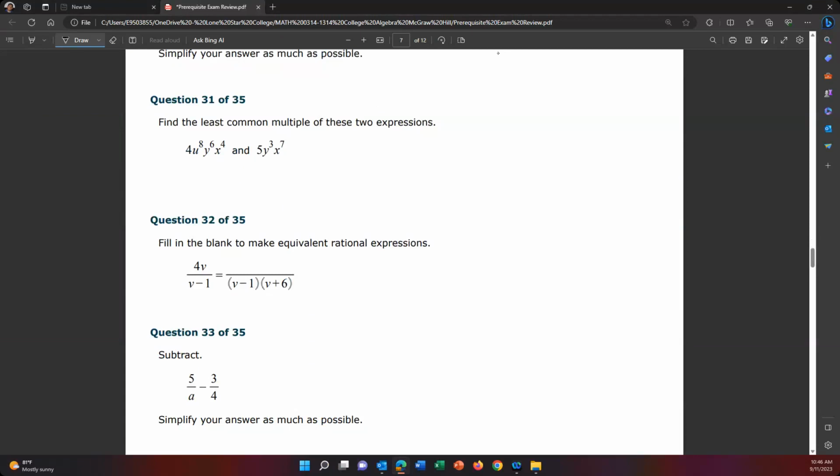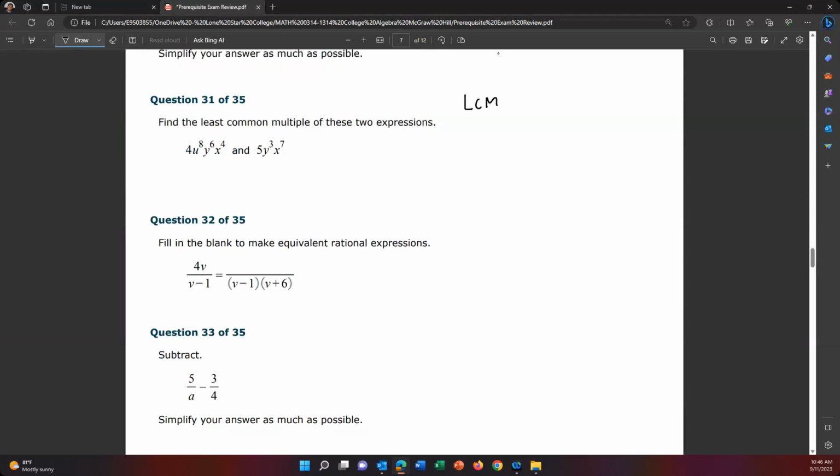Oh, we are now finding the least common multiple of these two expressions. Okay, the least common multiple. Oh, that's a good one right there. Here we have two expressions: 4, 8, u to the 8th, y to the 6th, x to the 4th, and 5y cubed, x to the 7th.